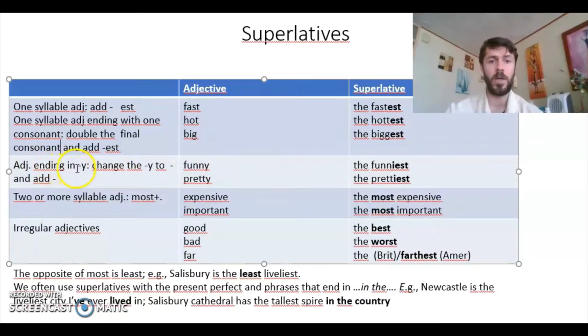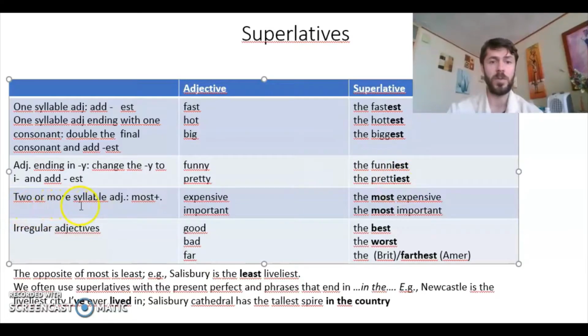Adjectives ending in Y. Do you remember what we said? Change the Y to I, like in funniest, prettiest. And what do we add? EST. So it's I and then EST. So it's IEST. Funniest, prettiest.